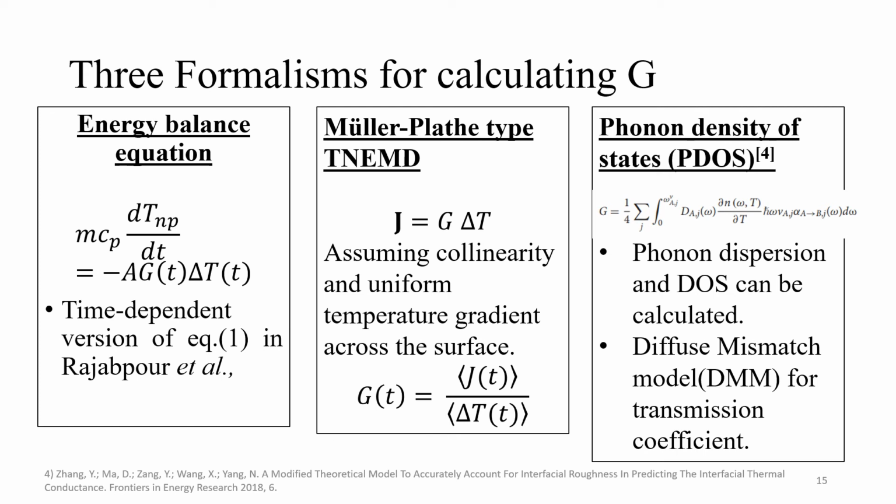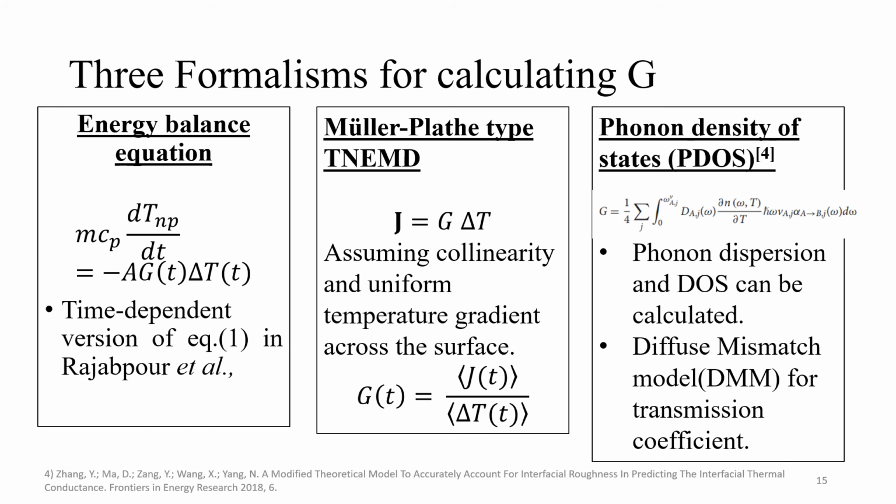The first way is the energy balance of the system, where we say the energy evolves this way, and if the energy goes out this way, the flux is equal to G times delta T. But the flux here is measured in a certain way. This is the time-dependent version of what was published in Rajapur et al., which is the main reference for us, and this is the time-dependent version of that equation 1.